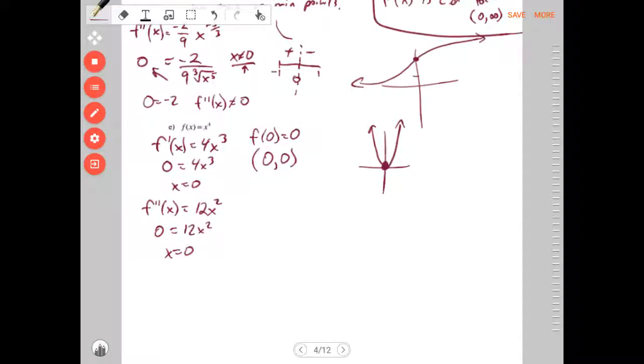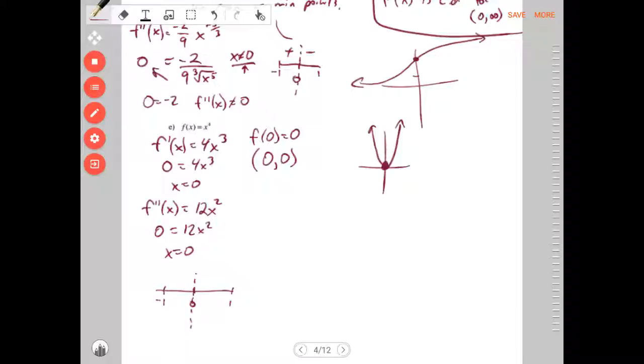So, now, here's the thing. This point, where f double prime is 0, should be a point of inflection. But there's something weird here. So let's just follow this through and do our regions of concavity. So that's 0. So let's try a point -1 and +1.